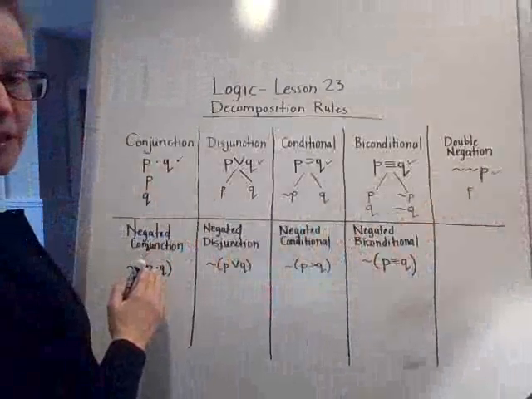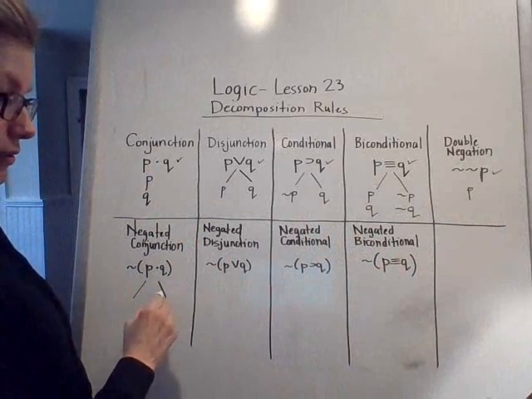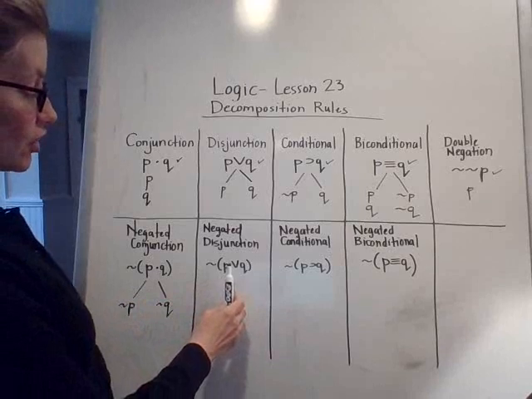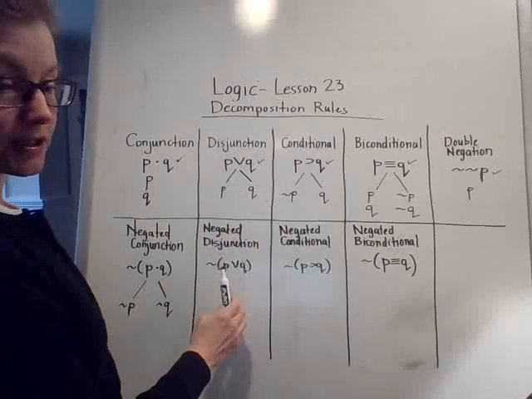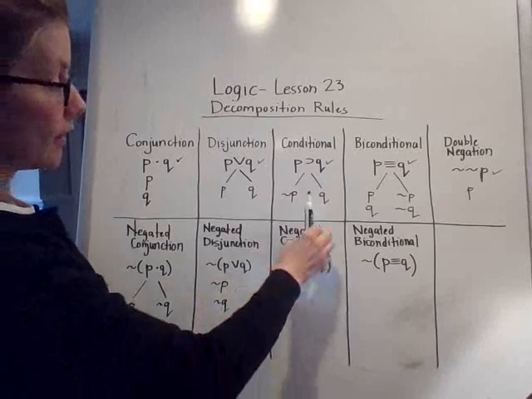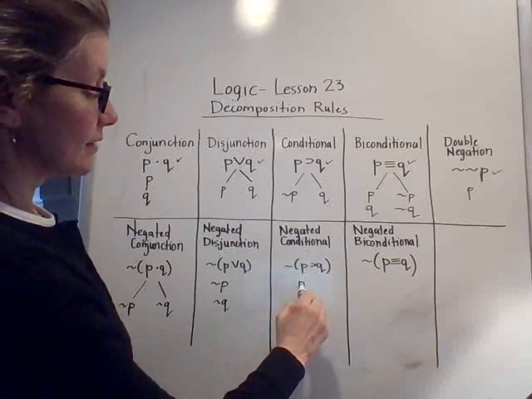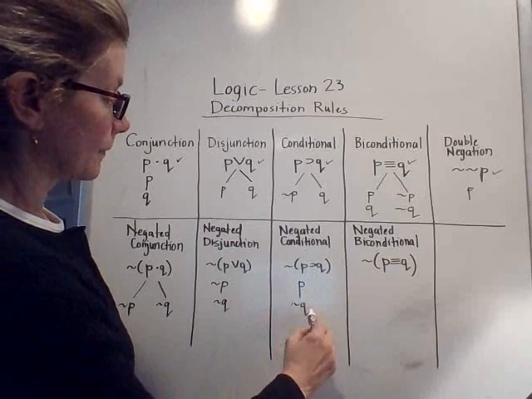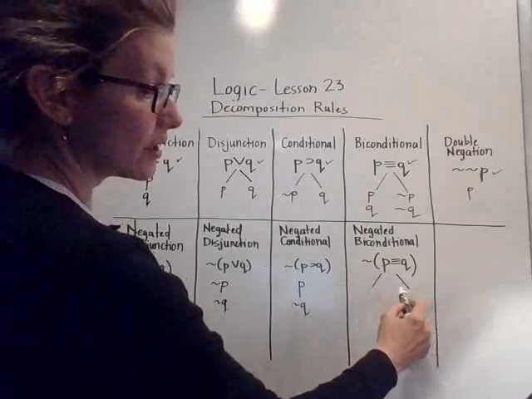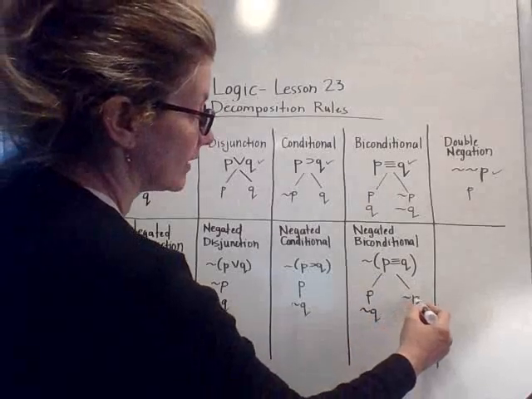Okay, now down here, where I have the negated logical operators. So the negated conjunction branches into not P and not Q. Now the negated disjunction, well, a regular disjunction branches, but a negated disjunction does not branch. It just goes to not P and not Q. Over here, a conditional branches, but a negated conditional does not branch, and it decomposes into P and not Q. And then the negated biconditional, it branches just like a regular biconditional, but it branches into P and not Q, and over here, not P and not Q.